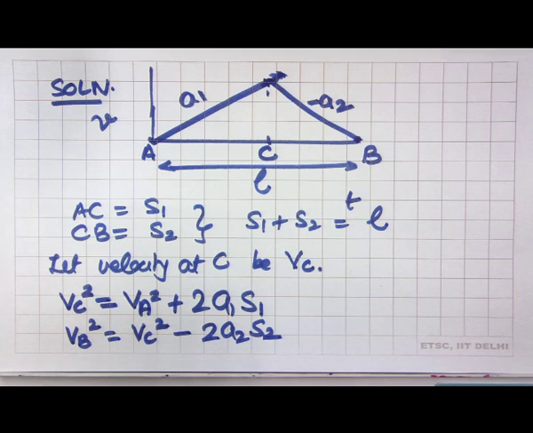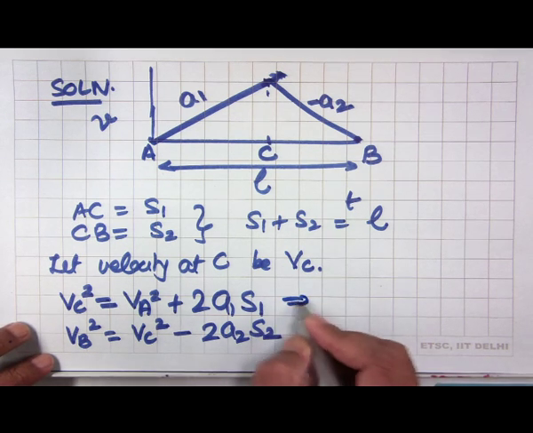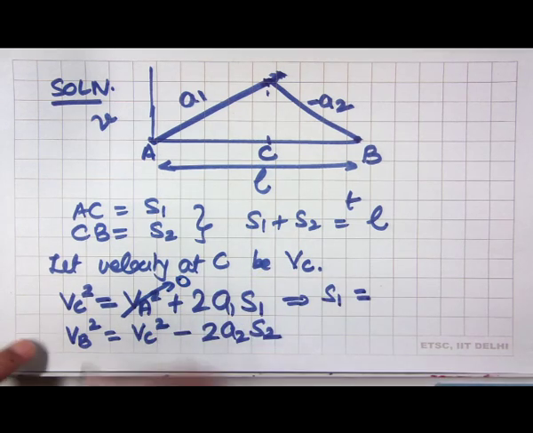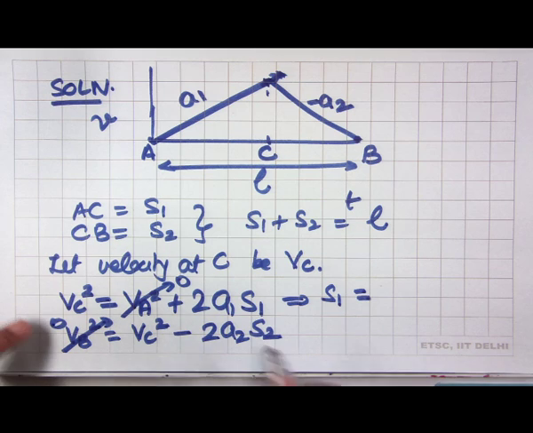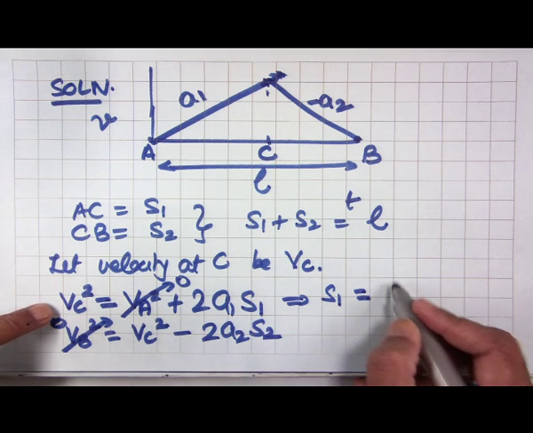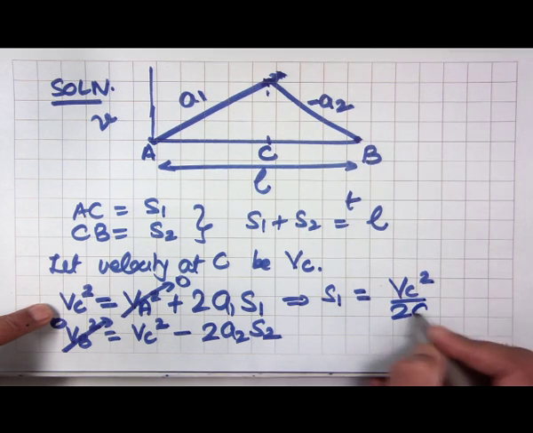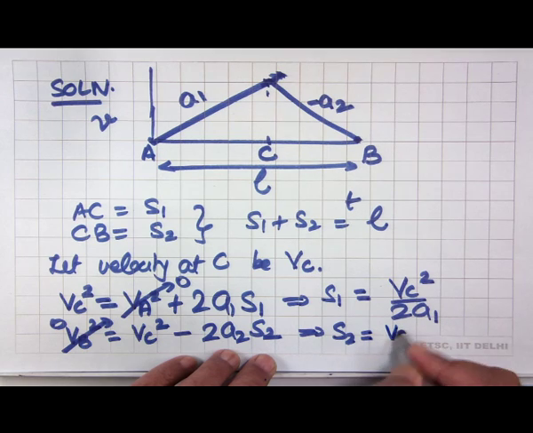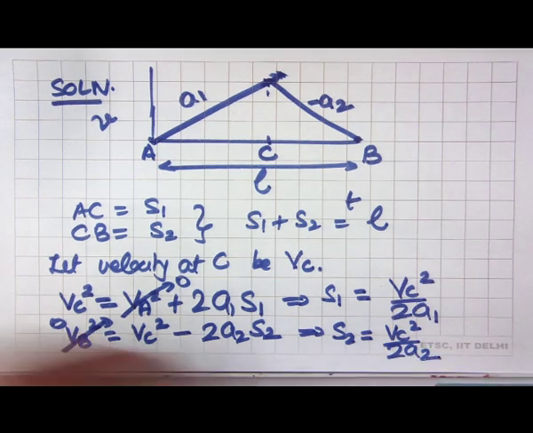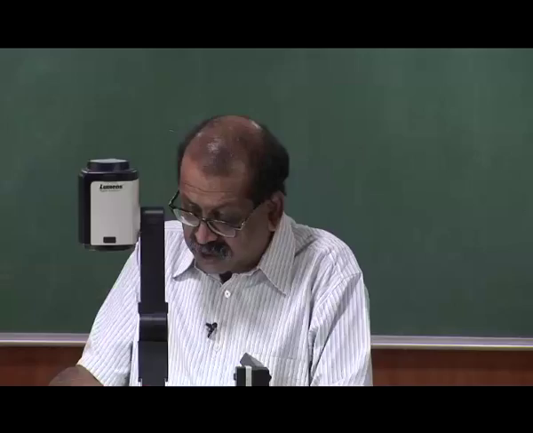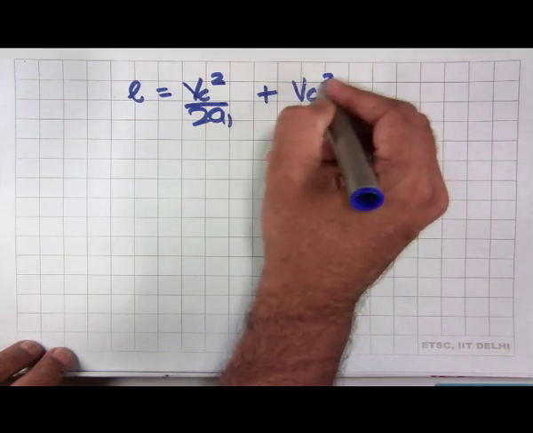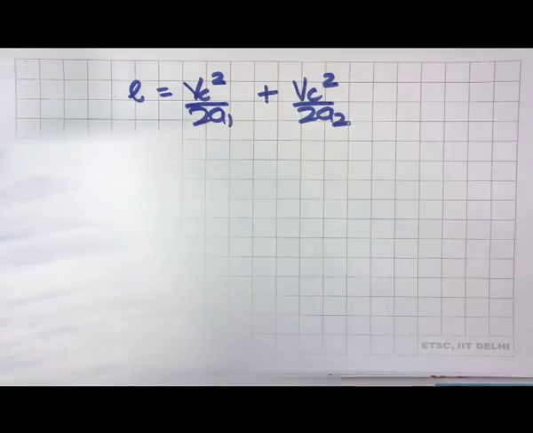From here, since VA is 0 and VB is 0, the first equation gives S1 is equal to Vc square upon 2 A1, and the second equation gives S2 is equal to Vc square upon 2 A2. The total distance is L, so L is equal to Vc square upon 2 A1 plus Vc square upon 2 A2. S1 plus S2 is L.